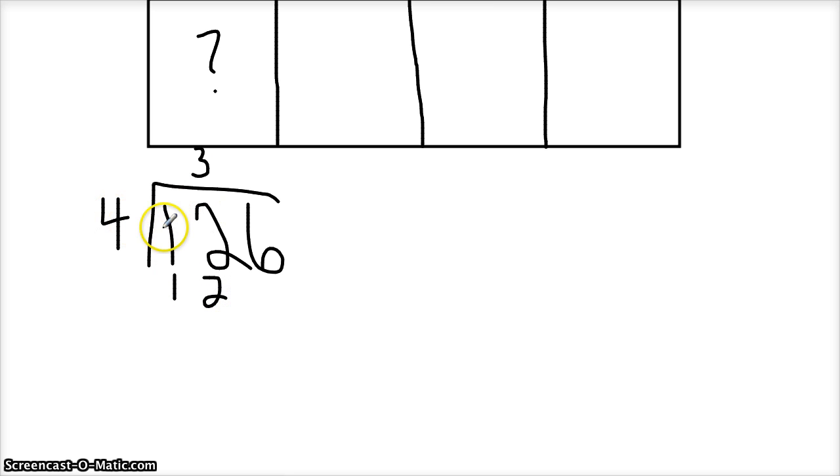And make sure when I'm dividing into a 2-digit number, your answer always goes above the ones place. 12 minus 12 is 0. And then I'm going to bring down that 6. Okay, how many times can 4 go into 6? And 4 can go into 6 one time. 1 times 4 is 4. I subtract, and I'm left with 2. Okay, now what do I do?